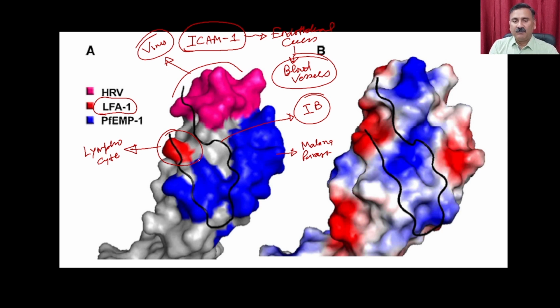So what we want is to modify this in such a way that it is going to bind here and disrupt the interaction of the malaria parasite with the ICAM1 molecule. Because when the malaria parasite interacts with ICAM1, it introduces cytoadherence, and that's how it is responsible for the development of cerebral malaria.